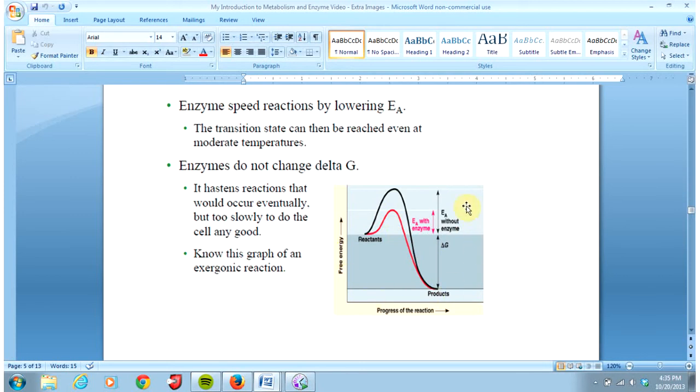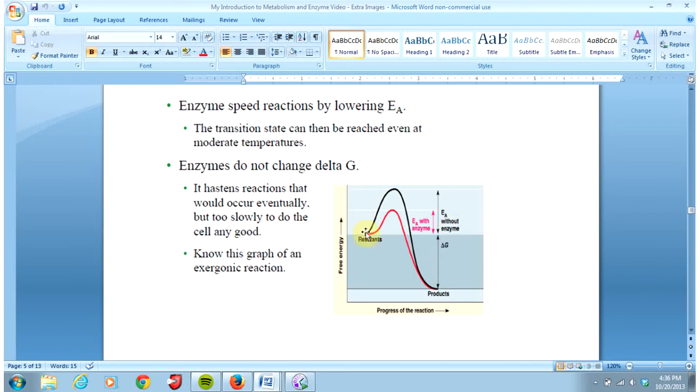So in this graph, we see that we have our black line representing the reaction without an enzyme present. Notice it has a much higher EA, or activation energy, than the reaction shown in red, which is the same reaction, but here we have an enzyme, so our activation energy is lower. Enzymes are going to speed reactions up because they can get over that activation energy barrier quickly, and that's going to help with reactions that would occur naturally in the cell, but not fast enough to help the cell out.